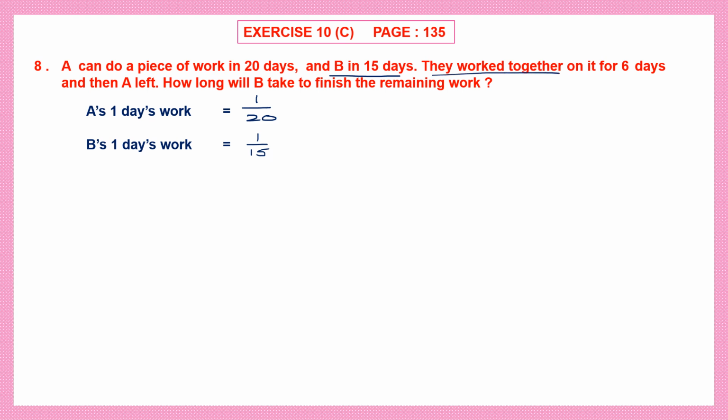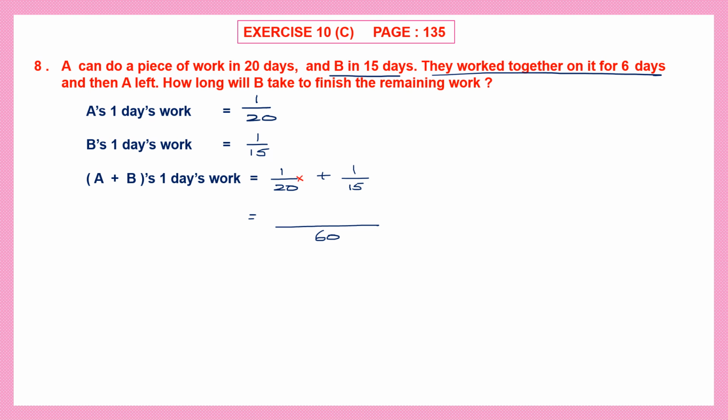They worked together on it for 6 days. So first we need to find for 1 day. So A plus B is 1 day's work. So we have to add up this. That is A's 1 day's work plus B's 1 day's work, and then find the 1 day's work of A plus B. So now here we have to find the LCM, because this is an addition of fractions, and the LCM is 60.